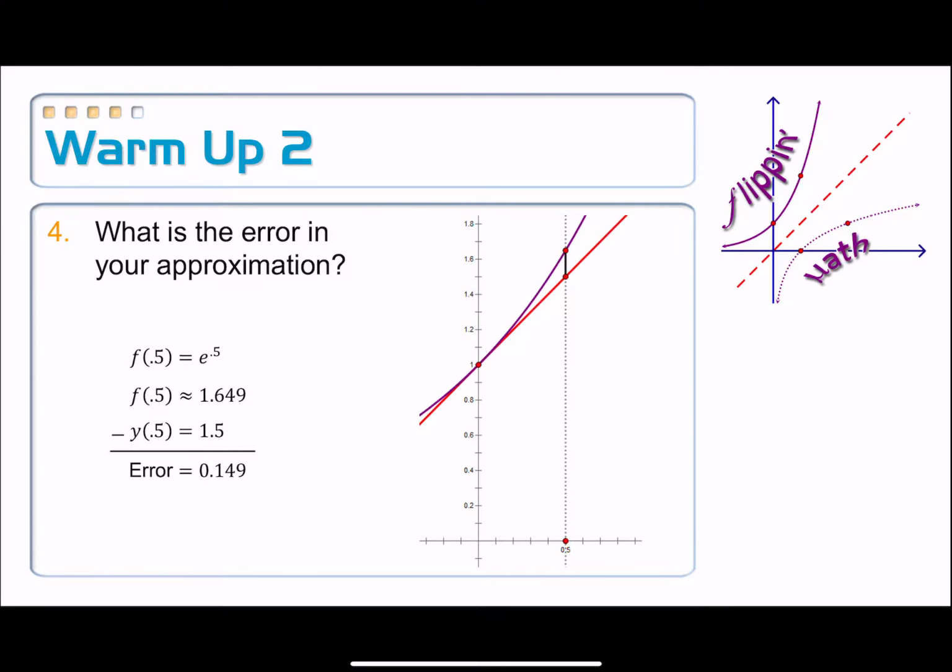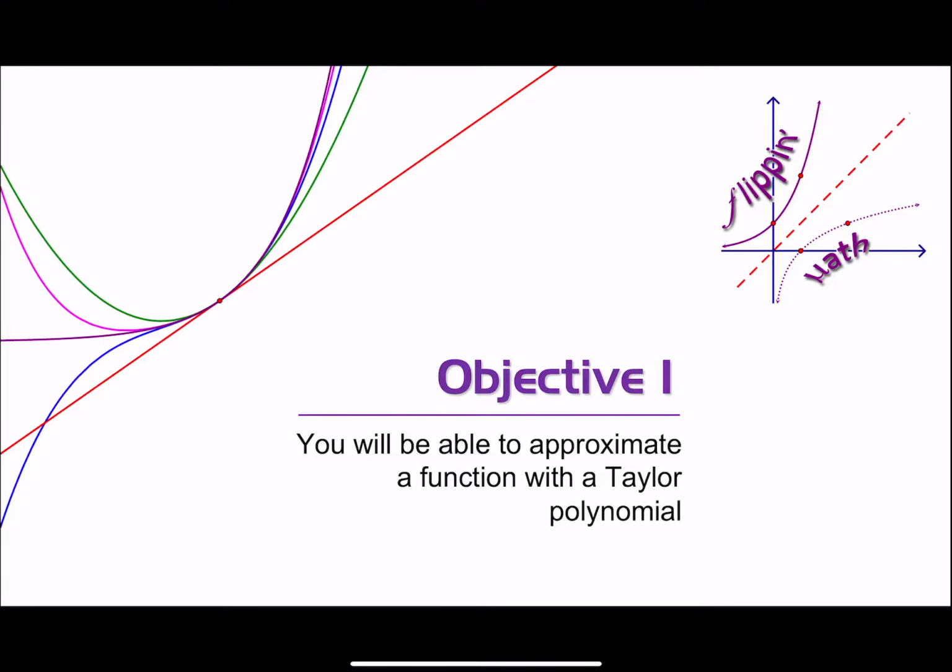Which brings us to the main objective for this first part, which is about approximating a function with a Taylor polynomial. And guess what? We just did that. Because a tangent line is an example of a Taylor polynomial, it just has degree 1. So for the rest of the lesson, we're going to increase that degree. We're going to make it a Taylor quadratic, then a cubic, then a quartic, and get closer and closer to our function and have a better and better approximation. And that's basically the main idea behind Taylor polynomials.